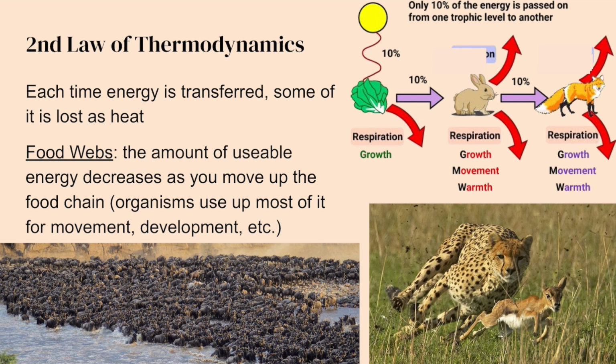For example, if we're looking at the savanna ecosystem, we've got hundreds of millions of plants in that ecosystem. Then we have just millions of primary consumers. So those are things like our wildebeest in the bottom and gazelles. And then we have far fewer secondary consumers, so things like cheetahs and lions. So as you move up the food chain, less organisms can exist at each level.